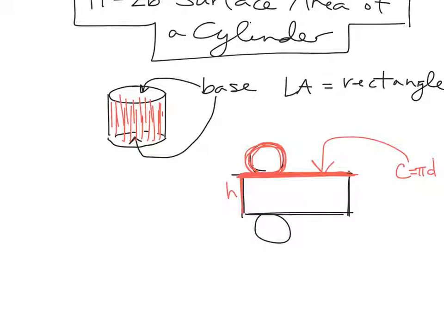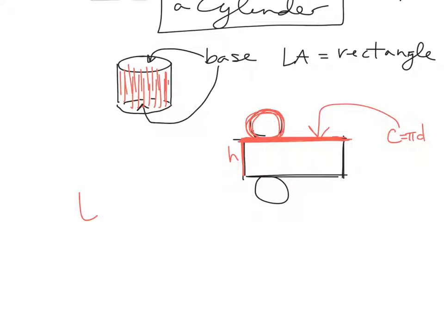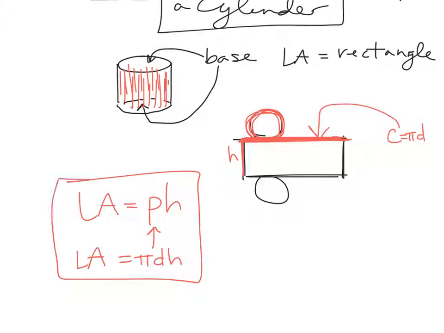So the formula we're going to use for a cylinder is the same as the formula we used for a prism. It's Ph, perimeter of the base times the height. But this P is going to be pi times diameter. So you can think of it as Ph, or you can think of it as pi times diameter times height. These are the same formula when it's a cylinder: Ph or pi d times h.